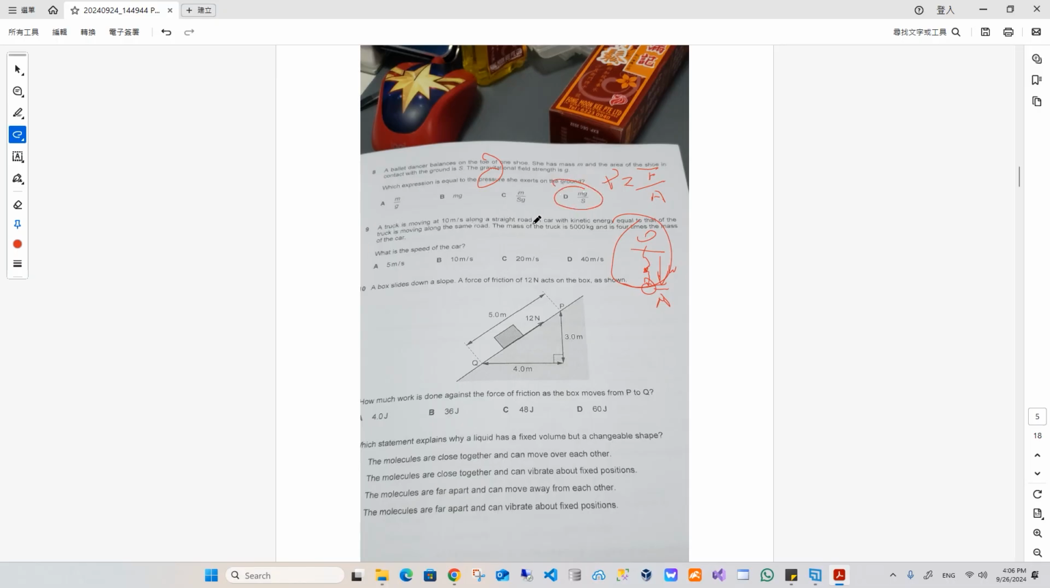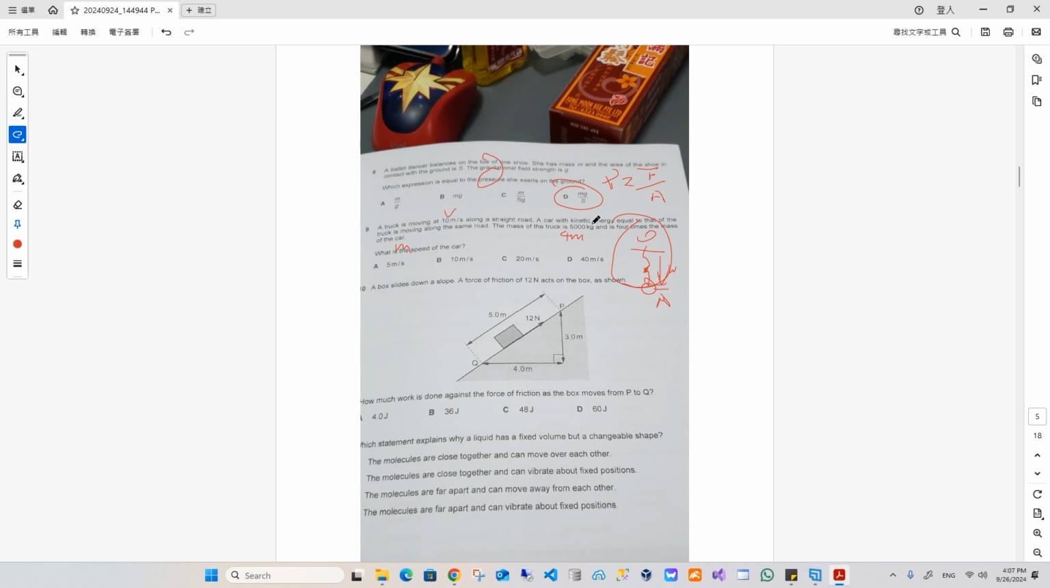A truck moves with a velocity along a straight road. A car with the same kinetic energy is moving along the same road. The mass of the truck is 4 times the mass of the car, so the truck is 4m and the car is m. What is the speed of the car?